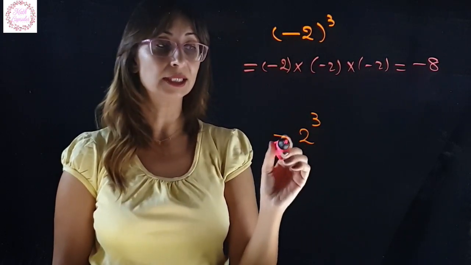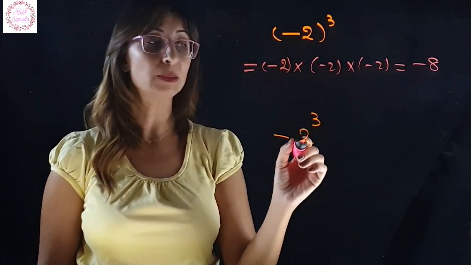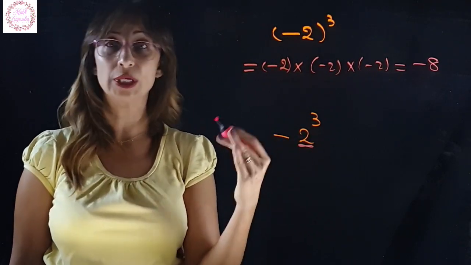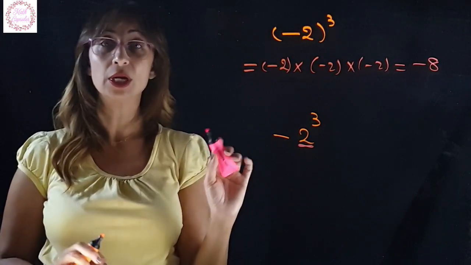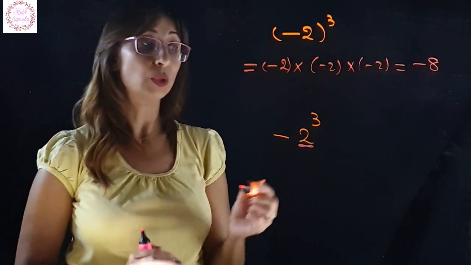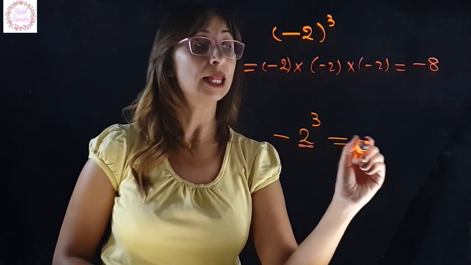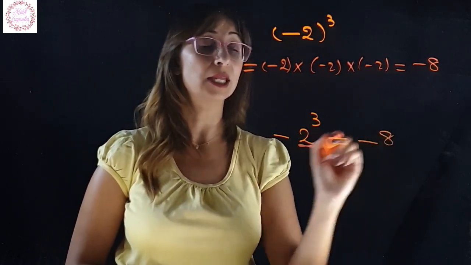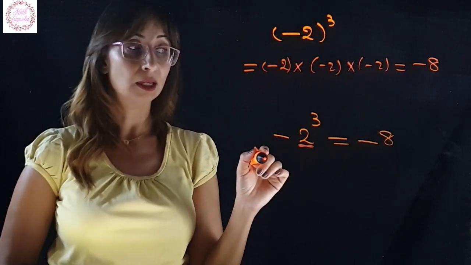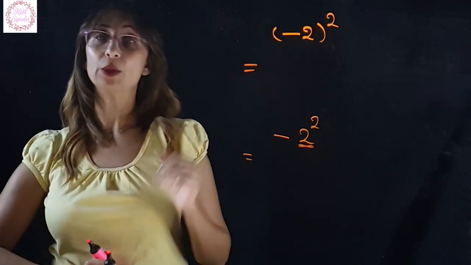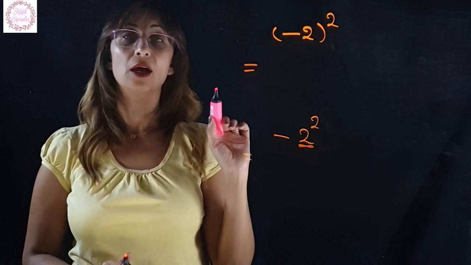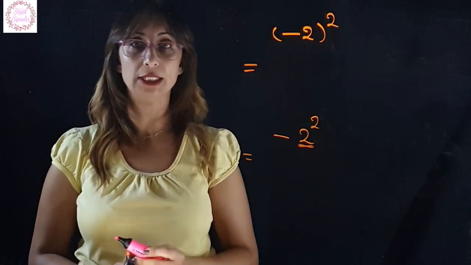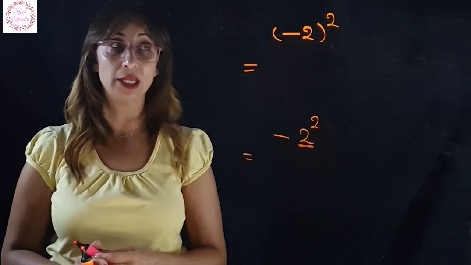But in this case, -2 power 3, this means that the base is only 2, because the negative is not raised to the power of 3, because it's not together in the same parentheses. So in this case, I will write negative, and then I will raise 2 power 3 is 8, and it is negative 8. In this case, it was the same answer. But look here, instead of the odd power, I have now an even power, 2, in both cases. So let's see what will be the answer.